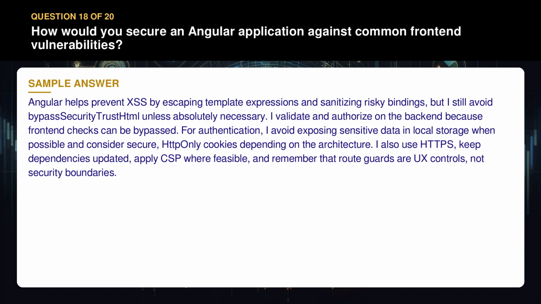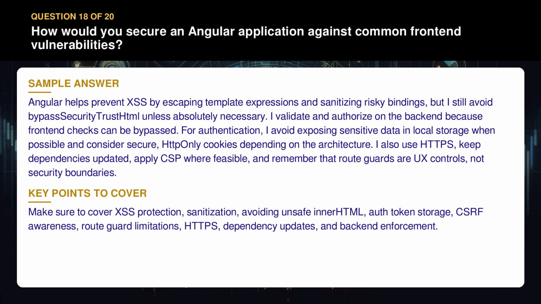For authentication, I avoid exposing sensitive data in local storage when possible, and consider secure HTTP-only cookies depending on the architecture. I also use HTTPS, keep dependencies updated, apply CSP where feasible, and remember that route guards are UX controls, not security boundaries. Make sure to cover XSS protection, sanitization, avoiding unsafe innerHTML, token storage, CSRF awareness, route guard limitations, HTTPS, dependency updates, and backend enforcement.